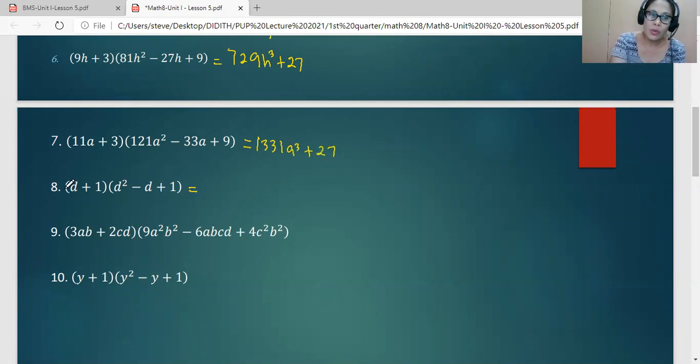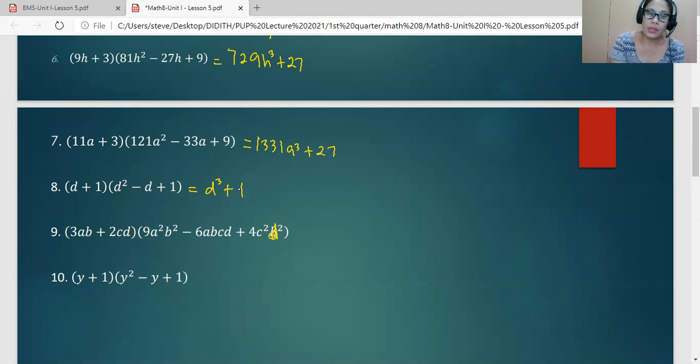So here, the square of d is d squared, the square of 1 is 1, and the product of d and 1 is negative d. Okay? So the product for number 8 is the cube of the first term. We have d cubed plus the cube of 1, which is 1. Now, this is supposedly d squared. I'm sorry. Okay? So we have the square of 3ab equal to 9a squared b squared.